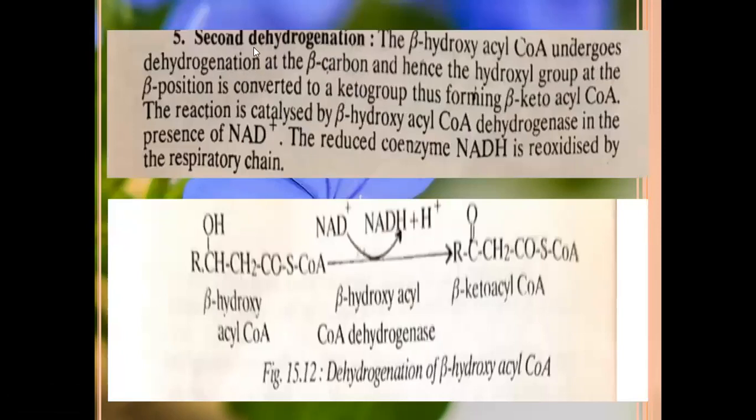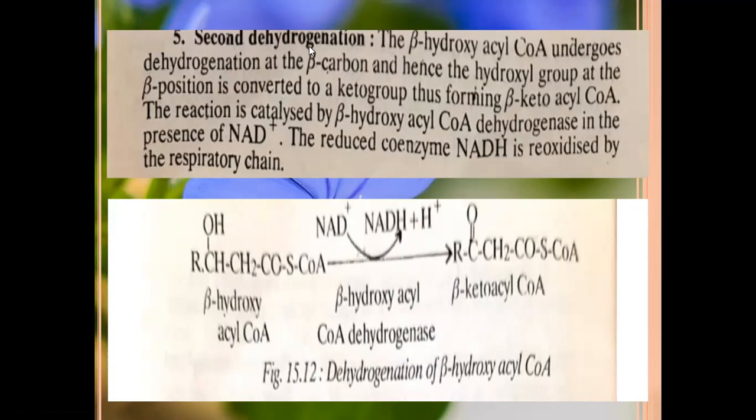dehydrogenation. See, in the fourth reaction, beta hydroxy acyl coenzyme A is formed. The beta hydroxy acyl coenzyme A is converted into beta keto acyl coenzyme A. In this reaction, the beta hydroxy acyl coenzyme A dehydrogenase enzyme helps, and NAD is involved. It converts into NADH plus.